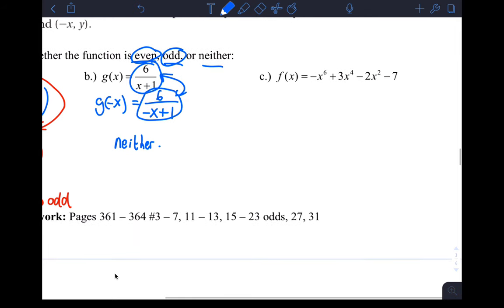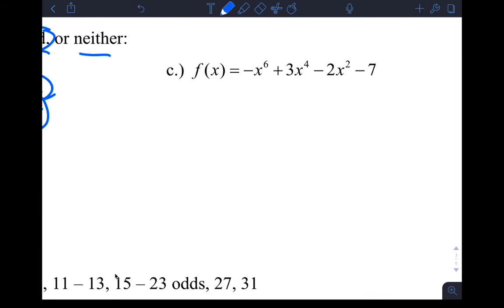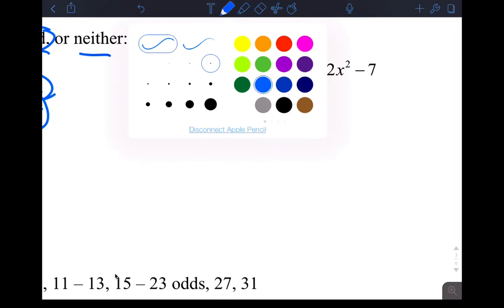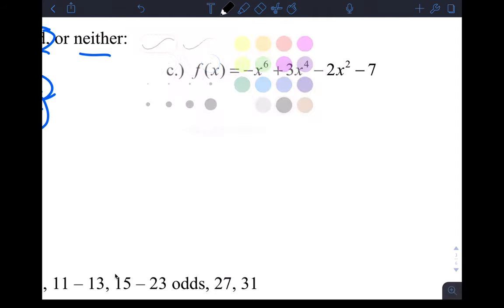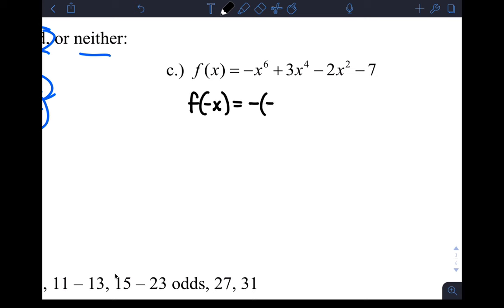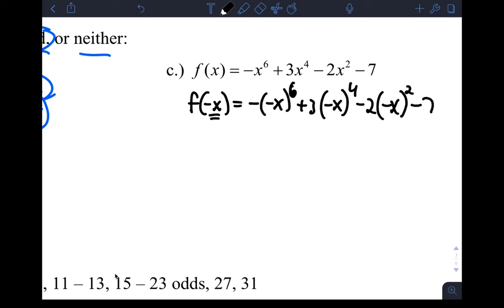And that is, again, take this and just substitute negative x in there. Let me pick a different color. So let's substitute negative x in there. See what we get. Negative x to the 6th power plus 3 times negative x to the 4th power minus 2 times negative x to the 2nd power minus 7. Okay, so I'm making this substitution everywhere where there's an x.